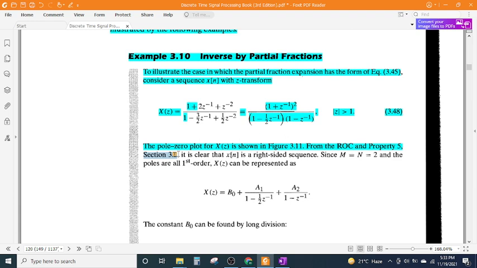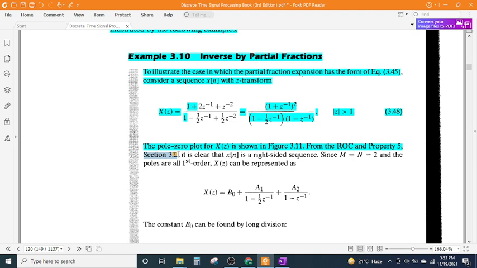Since M = N = 2 and the poles are all first order, X(z) can be represented as B_0 plus two first-order fractional terms. The constant B_0 can be found by long division. Since the remainder after one step of long division is of degree 1 in the variable z^-1, it is not necessary to continue to divide. Thus, X(z) can be expressed as in Eq. 3.49, a constant -1 plus a remainder with terms in z^-1.